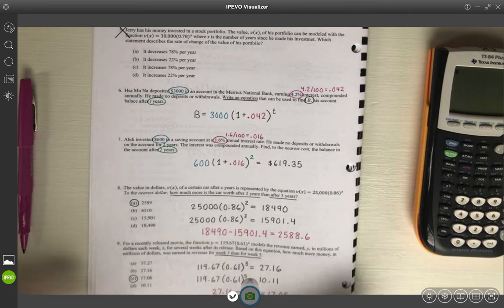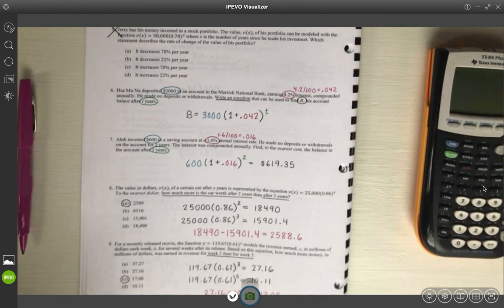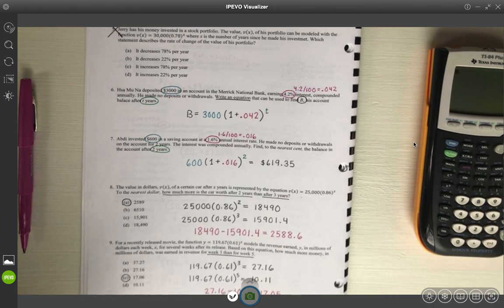I know that was another very full lesson and a longer lesson. So thank you for hanging in there. We're going to review exponentials in the next lesson.